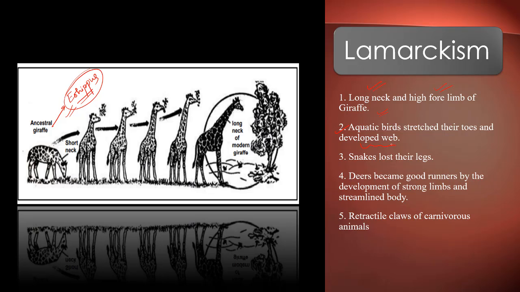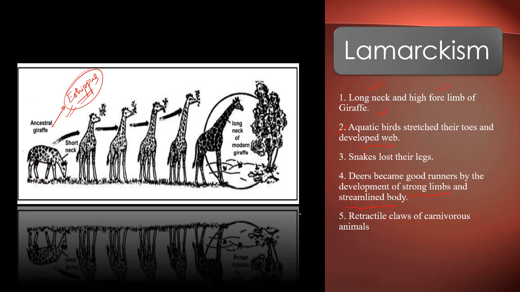Snakes lost their legs. That is why snakes don't have limbs; they are limbless. But why did they become limbless? There is a need, that's right. But because of that need, the acquired characters cannot bring about the change. There should be a change in the DNA, a change in the genetical configuration. Deer become good runners by the development of strong limbs and a streamlined body. Some of the points are partially correct.